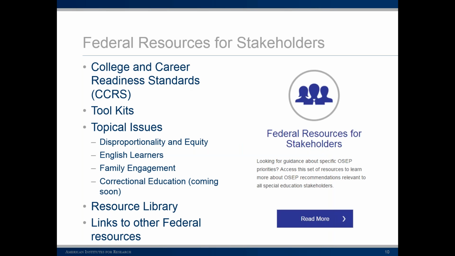The first area of the site that we wanted to dig into a little more is the federal resources for stakeholders. Right now, the content included there encompasses a college and career readiness standards site, which was actually launched last year, now housed within the larger OSEP Ideas at Work site. Toolkits, those were brought over from the old OSEP Ideas at Work. You may remember those if you visited the old OSEP Ideas at Work very often.